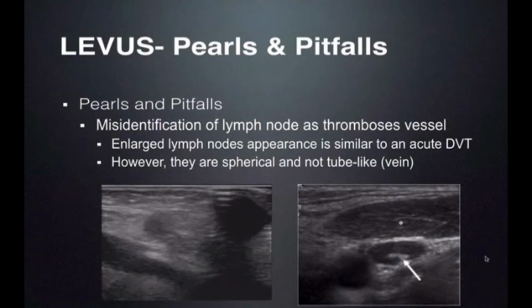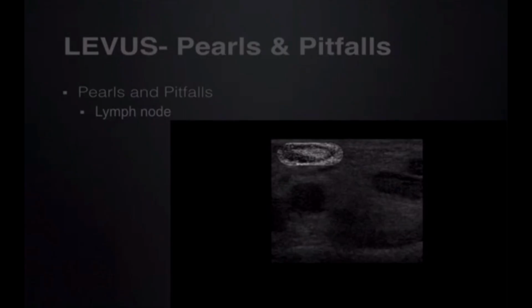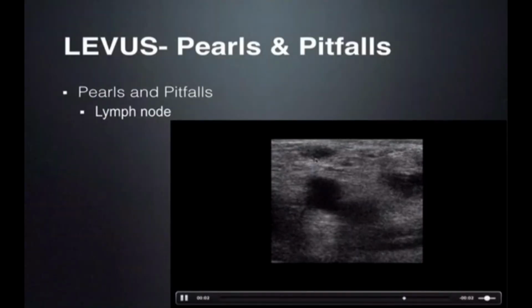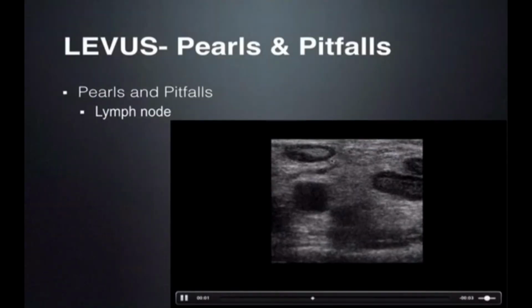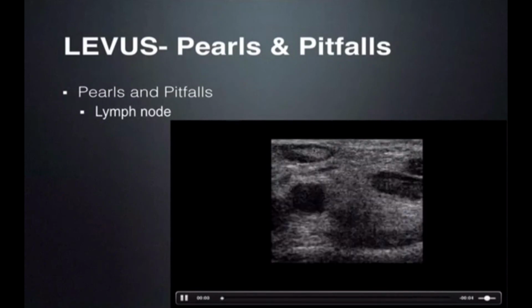Misidentification of a lymph node as a thrombus is probably the largest reason for false positive results for DVTs. Again, if you have a circular structure that's not collapsed, take a look at it both in transverse and longitudinal. If it does not look like a tubular structure when you turn longitudinal, then it's not a vein. If you have a structure that looks like a circular or an ovoid structure in both longitudinal and transverse, it's likely a lymph node. And here's an example of a lymph node. You can see one up here. And again, this would not compress.